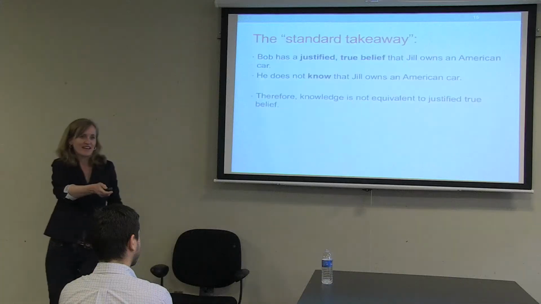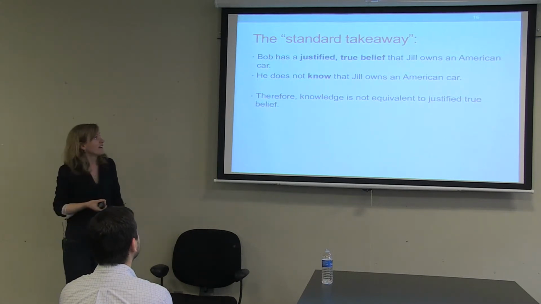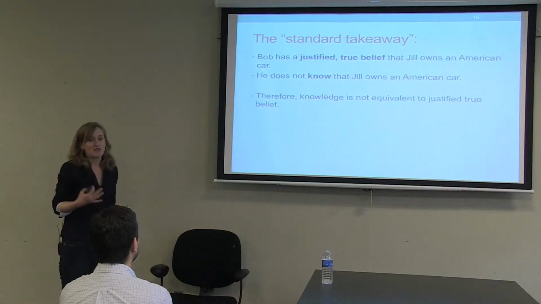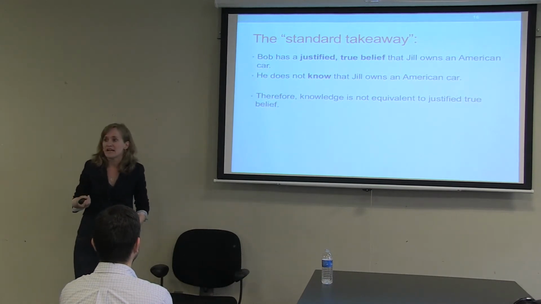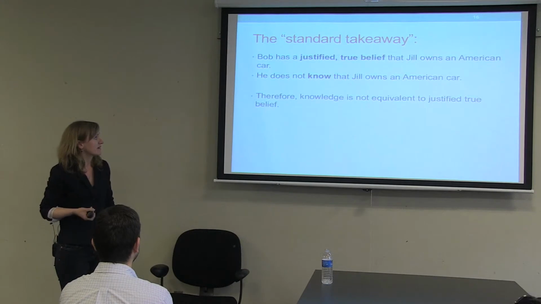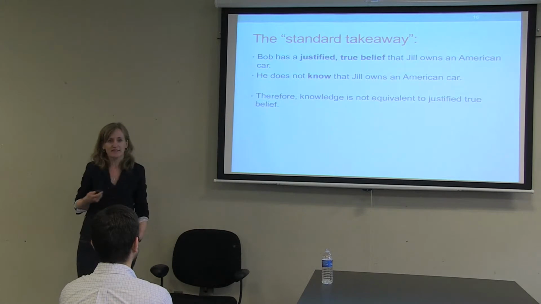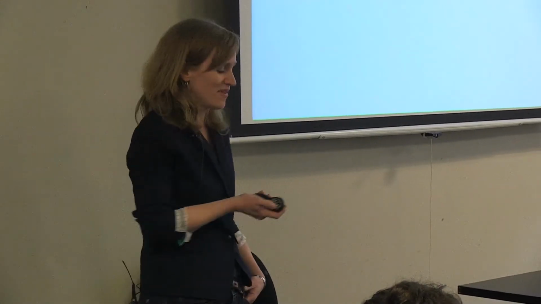And as this audience would know quite well, here's a standard takeaway from it. The standard takeaway is that Bob has a justified true belief that Jill owns an American car, but he doesn't know that she does. He didn't know about that switcheroo with her car. He was just lucky that the car that she purchased happened to be also an American car. And the standard epistemologist thing to say about this story is that it shows that knowledge isn't equivalent to justified true belief, right? That's standard, right? We're good with that slide?